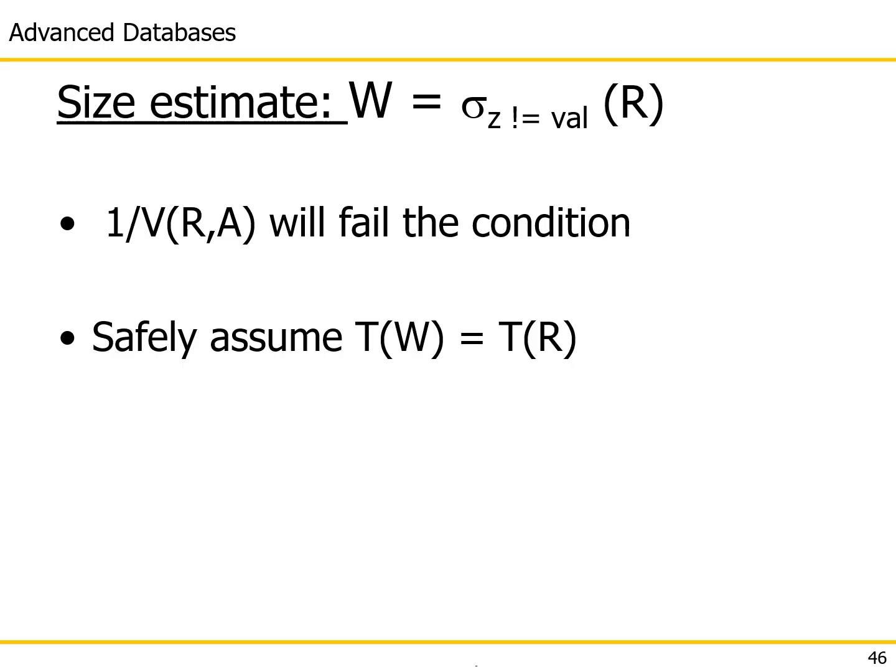If I select star from R where Z not equal to 5, I will include 1 to 4 and 6 to 10. What that means is my result set size is almost the same as the table size minus 1. And for that purpose, I will just ignore the minus 1. I will say that my T of W is equal to T of R. I will say that it's the same size. It's not entirely true. But remember, this is an estimate, so it's okay. We can get away with it. We can say, okay, it's going to be the same.